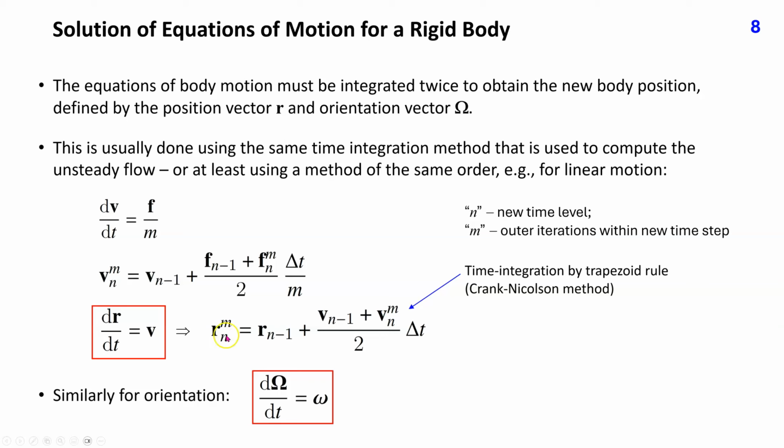The new orientation is determined in a similar way. The new angular velocity vector is obtained from the second equation of motion from slide 6, and from this expression, the new orientation vector is computed.